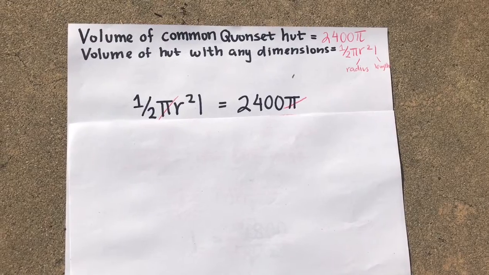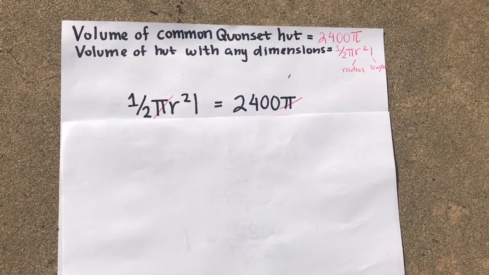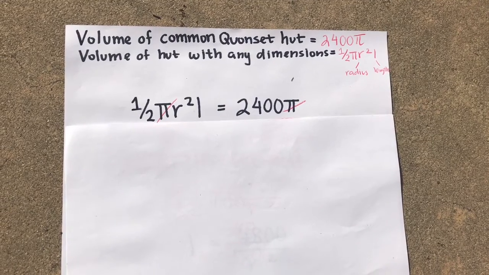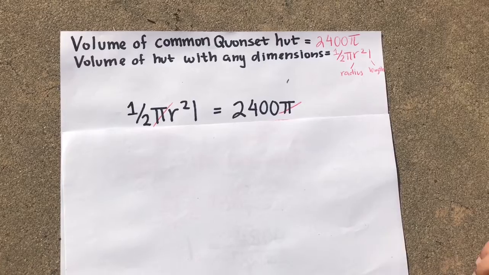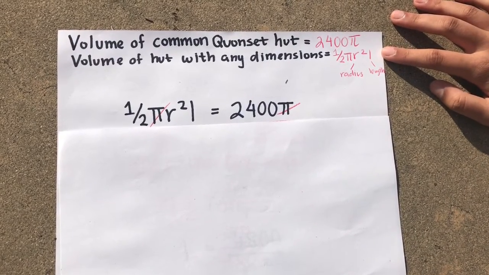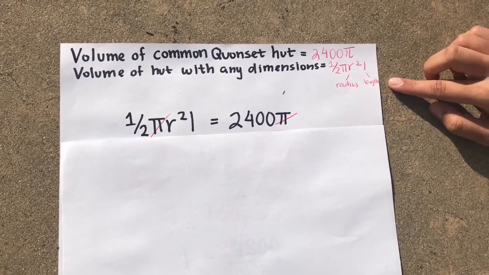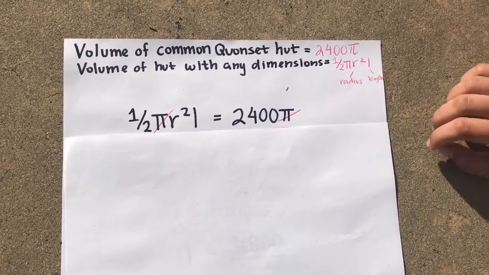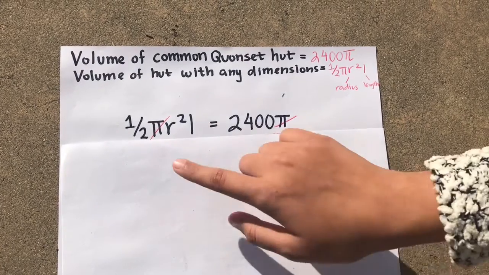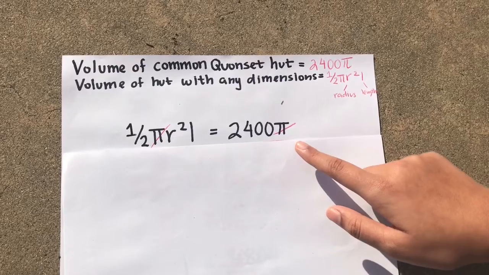And since we're also trying to make a plan involving huts with any dimensions, we also need to know the volume for a hut with unknown dimensions. This is given to us through the formula in the previous question, that is 1/2 pi r squared L, where r is the radius and L is the length of the hut. So if we equate these two values to each other, it shows that a Quonset hut of any dimensions is equal to a Quonset hut with the volume of a common hut.